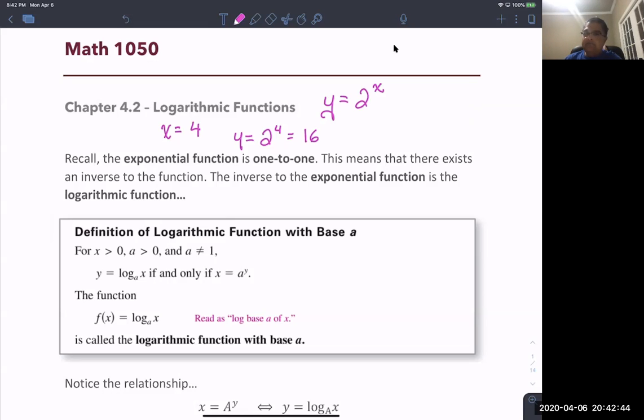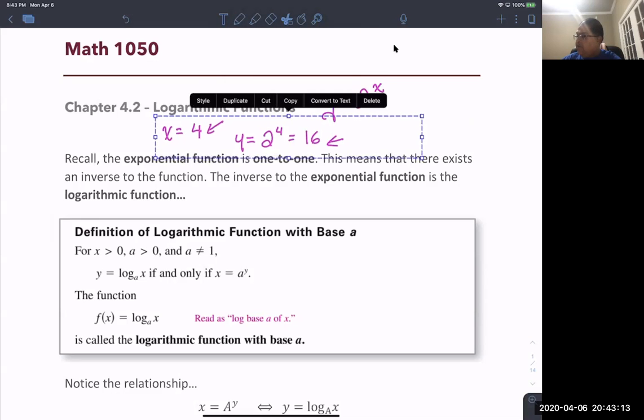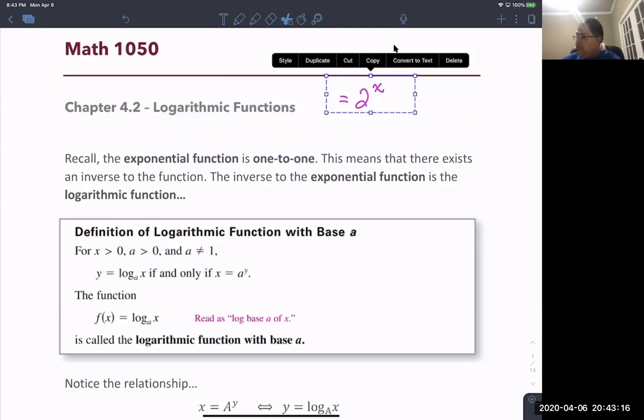Now, we want a way of undoing that. We want a function where now we input 16 and we get 4 as the output. So an inverse is something where we plug in 16 and we get 4 for the output. And that's where logarithms come in. Logarithms are basically the inverses of the exponential function. The inverses of the exponential function.